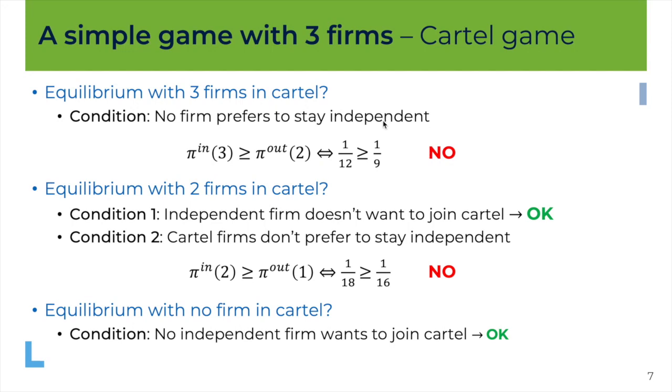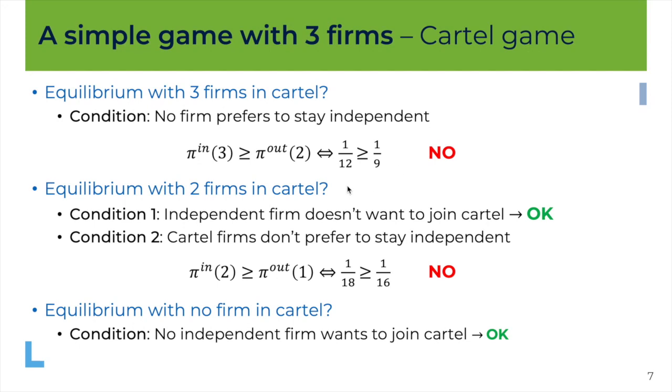The answer to this is that there is an incentive for each firm to be out of the cartel when it supposes that the other two firms are in the cartel, meaning also that there is no equilibrium with three firms being in the cartel. So first, the answer to the first question, can we have an equilibrium with three firms in the cartel? The answer is no.